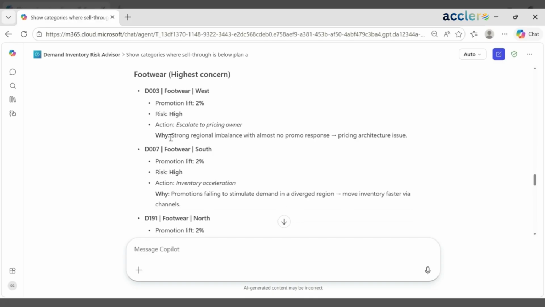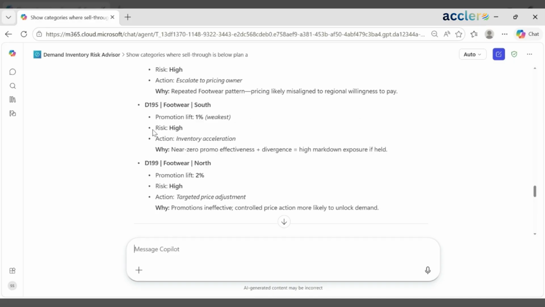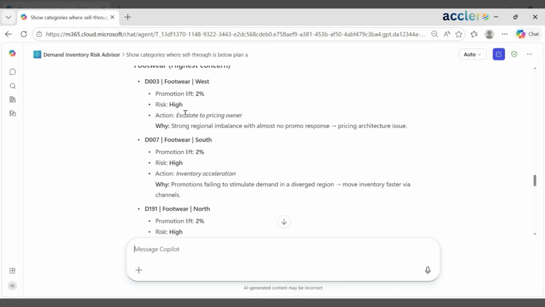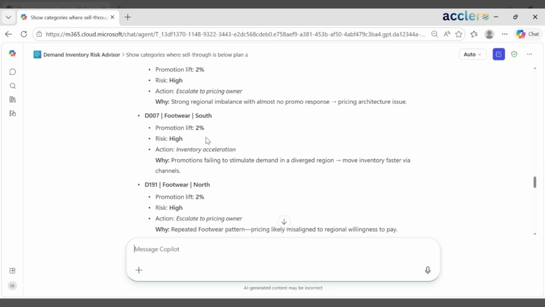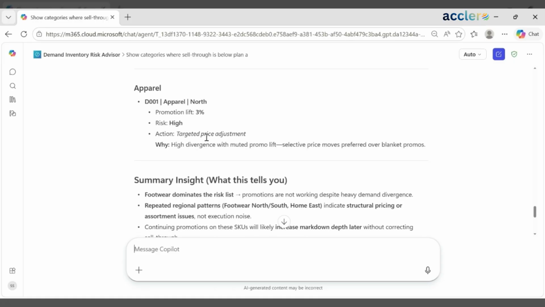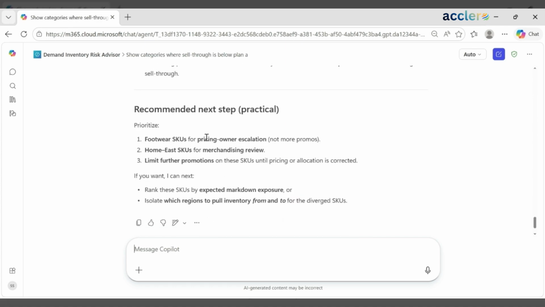The footwear has SKUs like D003, D007, 191, 195, and 199 that show extremely low promotion lift, that is less than 3, meaning 2%, and it shows very high inventory risk. So this indicates that the problem is not visibility, but the pricing or the placement. The agent highlights these as the high priority risk requiring immediate intervention.